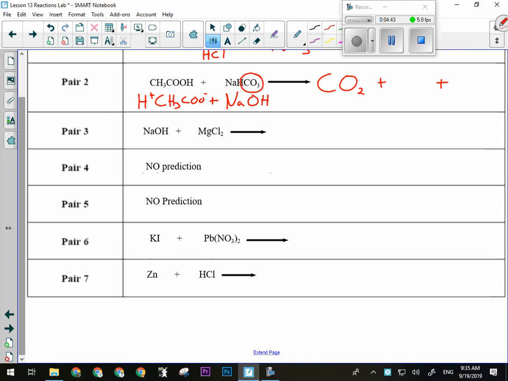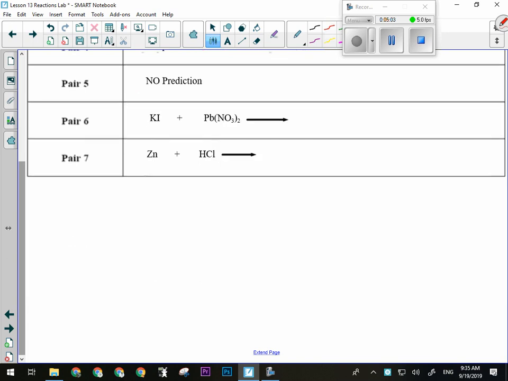Pair number 6, very similar to pair number 3. What happened in that one? A big, bright yellow precipitate. Yeah, right? Bright yellow precipitate, which again can happen in a double replacement reaction. So if you predict that one according to the rules of a double replacement reaction, you'll be fine for predicting the products correctly. And then for this one, we have zinc reacting with hydrogen chloride, which is what kind of a reaction?